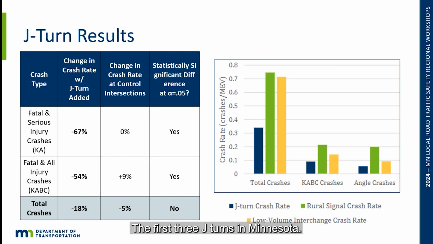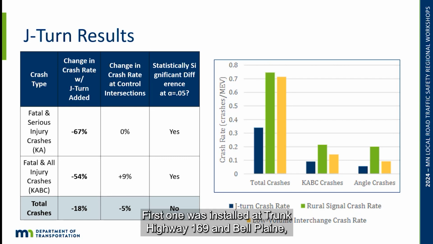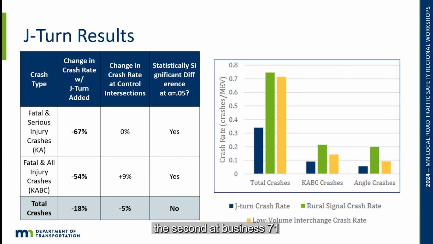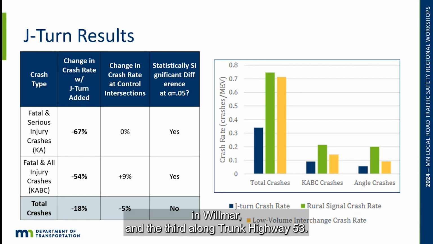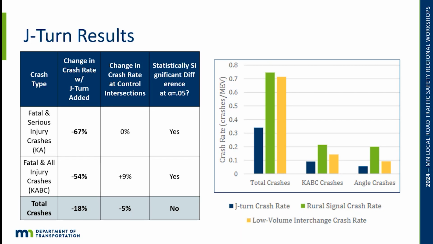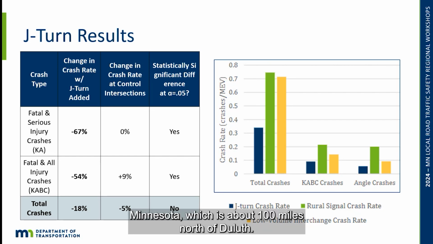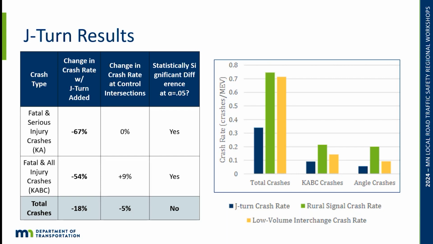The first three J-turns in Minnesota, so a history lesson. First one was installed at Trunk Highway 169 in Belle Plaine. The second at Business 71 in Wilmer, and the third along Trunk Highway 53 in Cotton, Minnesota, which is about 100 miles north of Duluth.